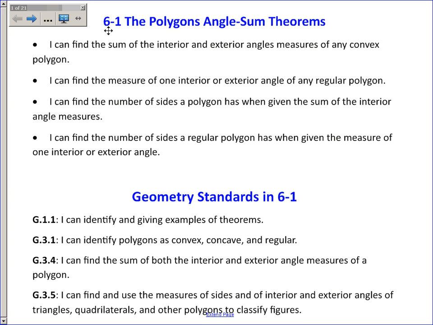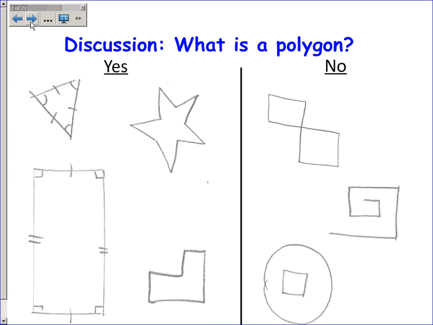So in section 6-1, we're talking about polygons and about the angle sum theorems. By the end of this section, you should be able to find the sum of the interior and exterior angle measures of any convex polygon. You should also be able to find the measures of one interior or one exterior angle of a regular polygon. Or you could take the interior or exterior angle measures or the sum and find the number of sides that polygon has. So let's first talk about what a polygon is.